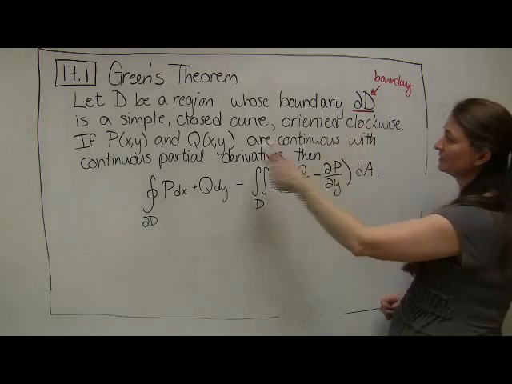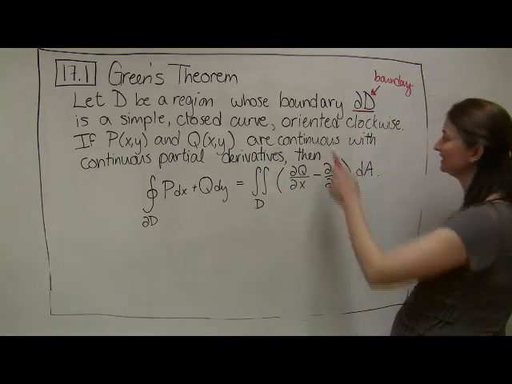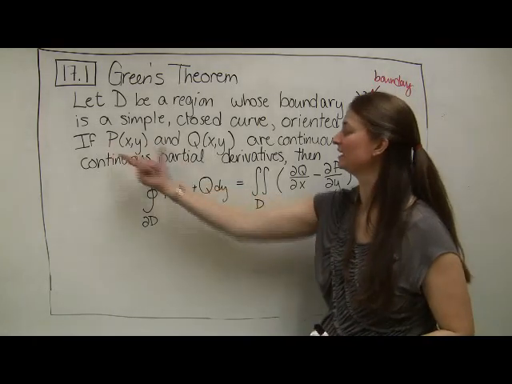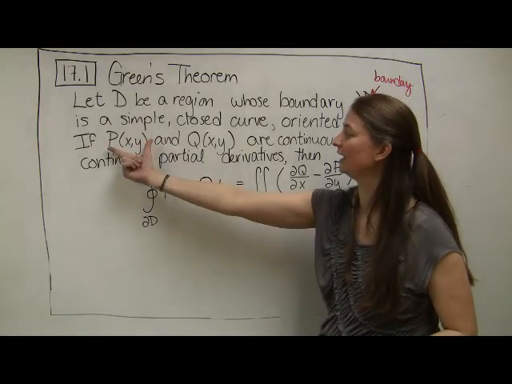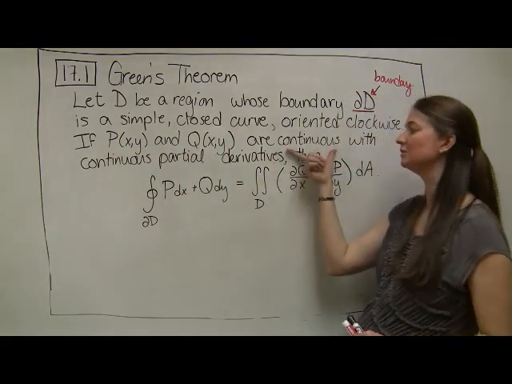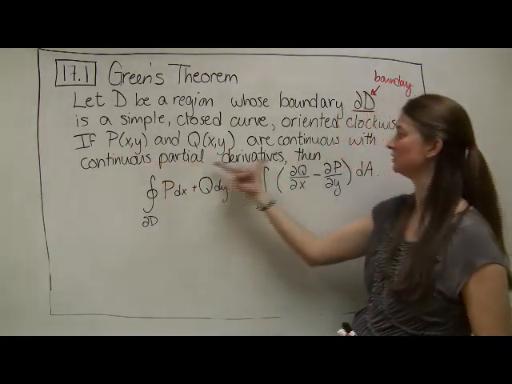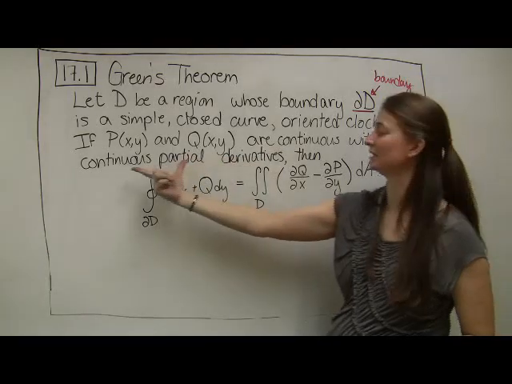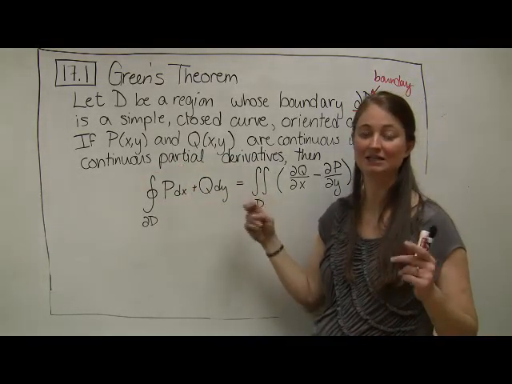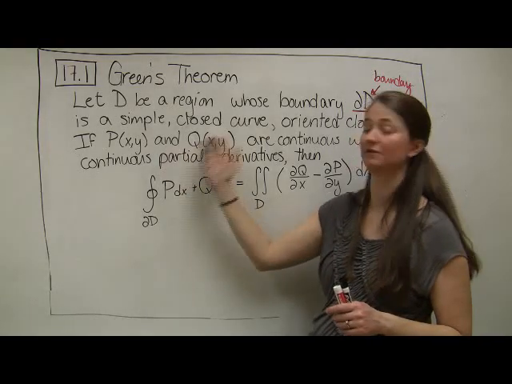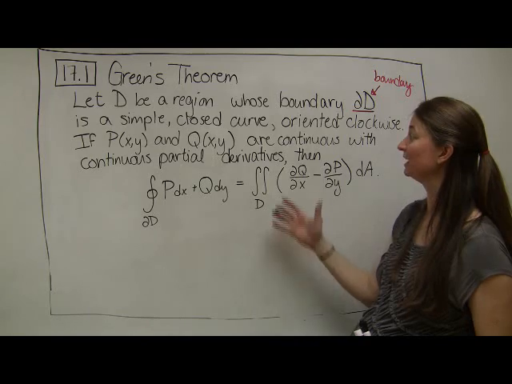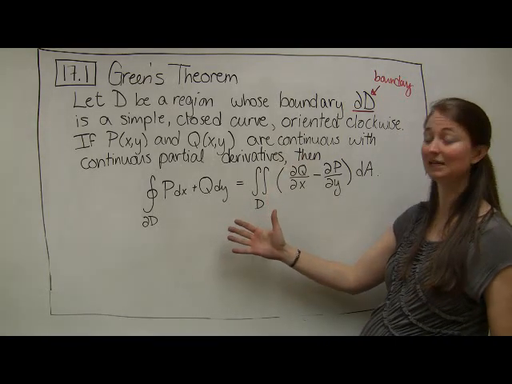Let's say that that boundary is a simple closed curve oriented clockwise. And we have these special restrictions that our vector field F has to have these two pieces P and Q to be continuous, and their partial derivatives have to be continuous. To be honest, these are things that I'm not going to test you on. These are sort of technicalities. And if F isn't a nice vector field, then this stuff isn't going to work out. But if F is a nice vector field, we get this crazy result. And by crazy, I mean cool.